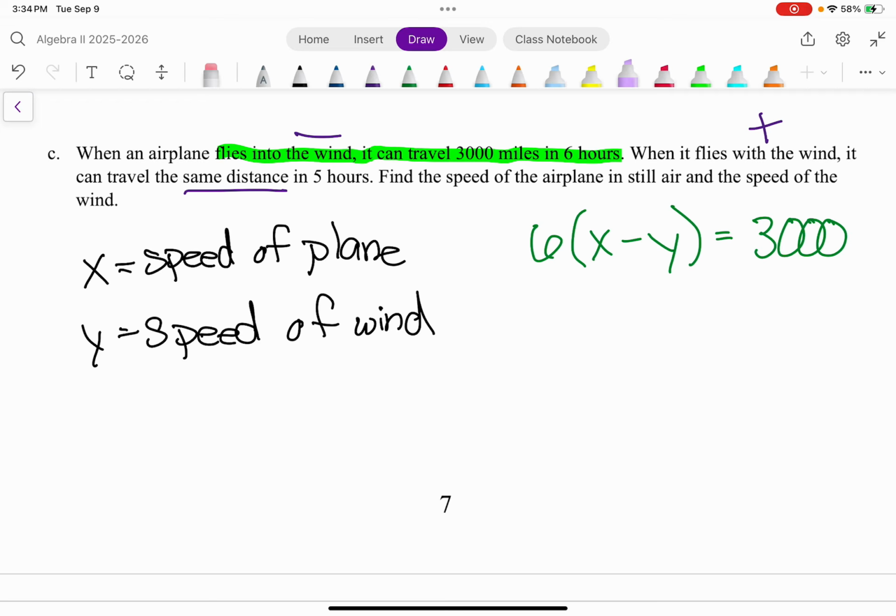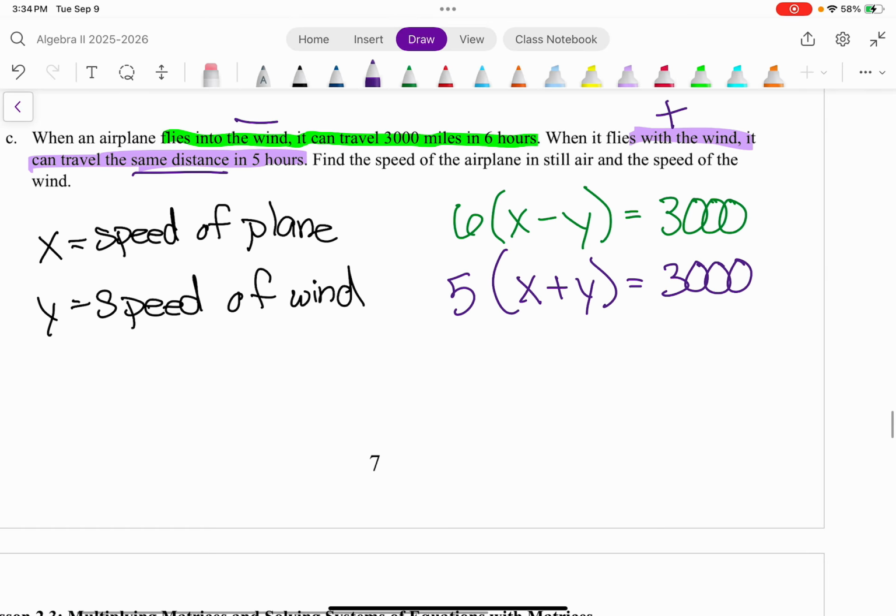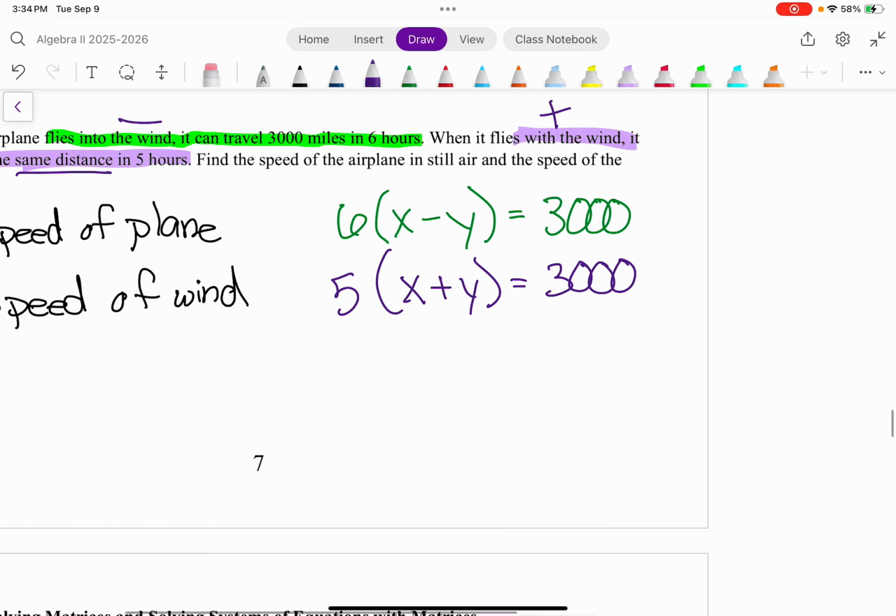Then our next part, when it flies with the wind, so we're adding the wind speed, it can travel the same distance in 5 hours. So we take the amount of time, speed of the plane plus the speed of the wind, and we traveled the same distance. Okay. And again, if we want to practice getting ready for when we will start solving these, we want to make sure we distribute and get rid of those parentheses.